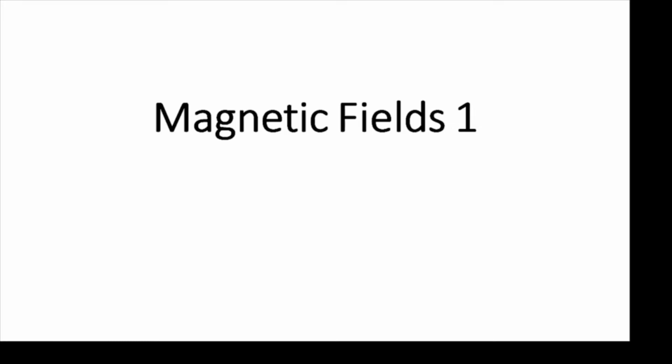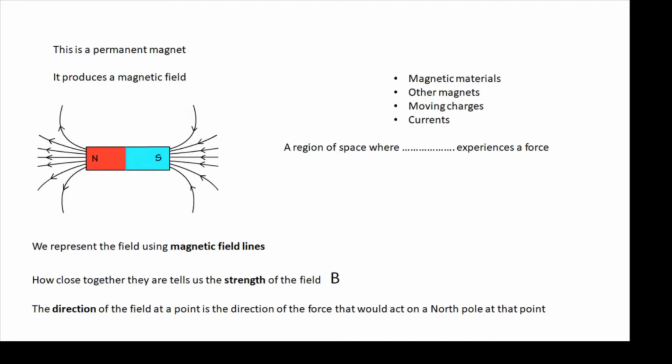Magnetic fields. This is the first video about magnetic fields. Now, what is a magnetic field? A magnetic field is a region of space where there's a list of things which experience forces: magnetic materials like iron, cobalt, nickel, other magnets, moving charges, and currents. They all experience forces in magnetic fields.